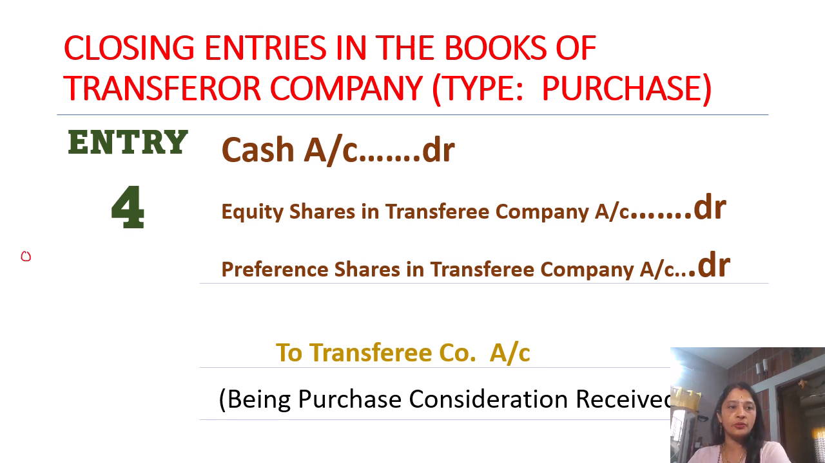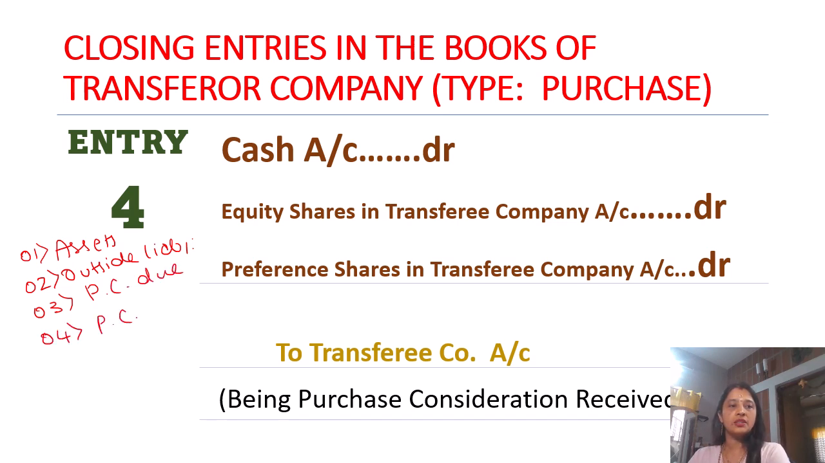So first one, assets. Second one, outside liabilities. Third one, what was the third entry? PC due. Fourth one, PC received. All these things we are doing in the books of the transferor company.